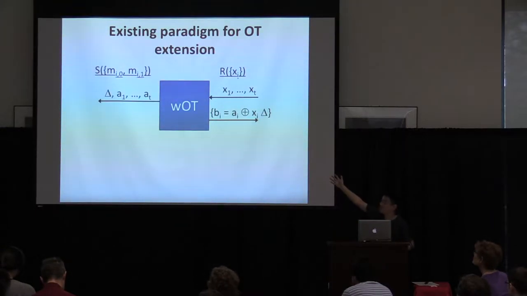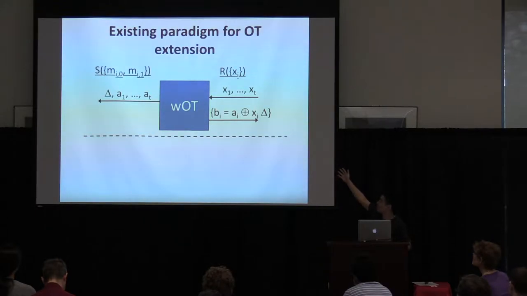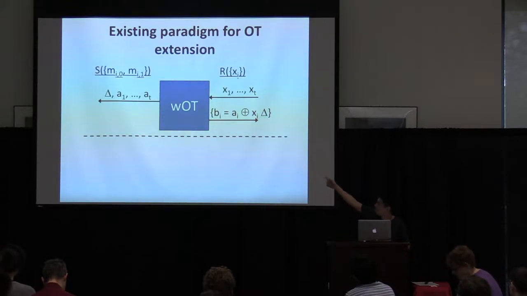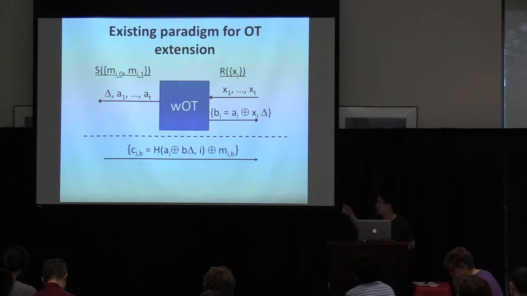So in the first phase, we run this weak OT with some kind of correlation. And up to here, these A's and B's are not really messages. They are just some random correlation. And then when the sender wants to correct these messages, the sender will just send the hash of some kind of combination, XORed with the message. And this serves the purpose of encrypting the messages using different kinds of keys.